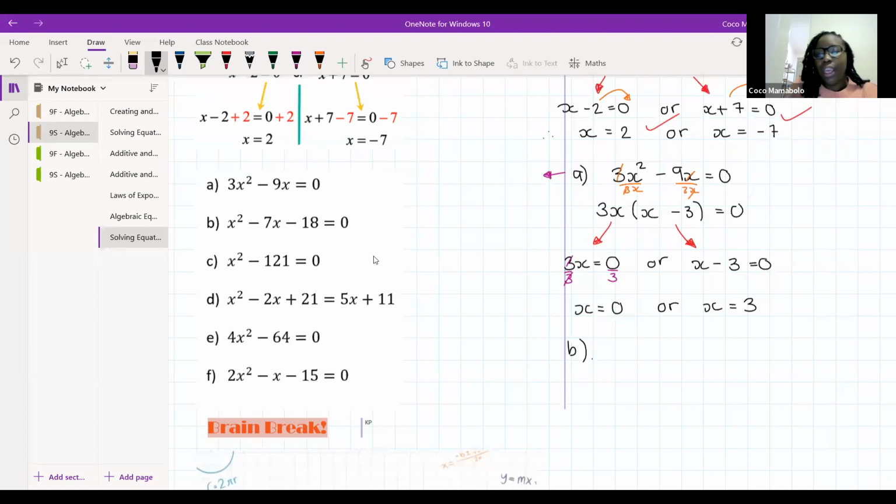B says x squared minus 7x minus 18 is equal to 0. First thing I need to make sure of: that there is a 0. Is there a 0? Yes. Good. So what's my next step? Figuring out your factors of 18. Yes, or we're going to factorize.